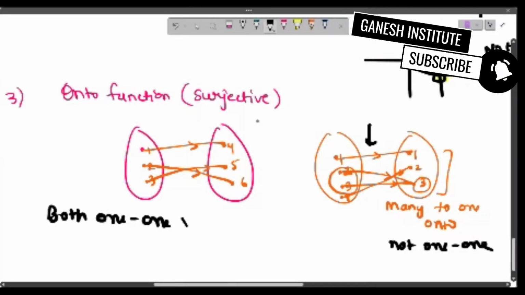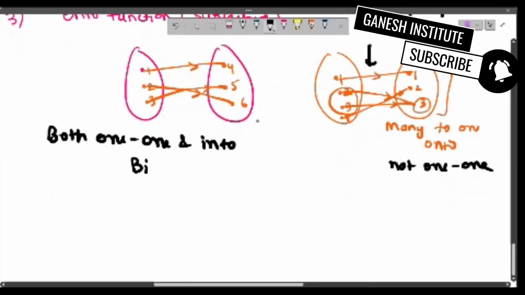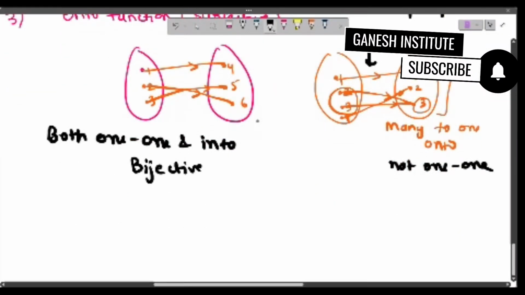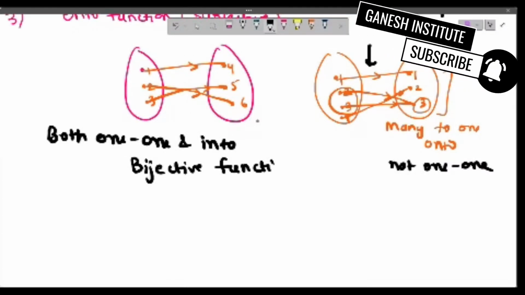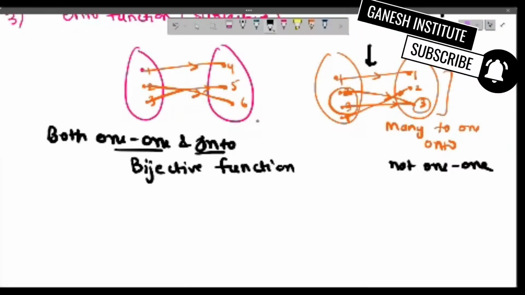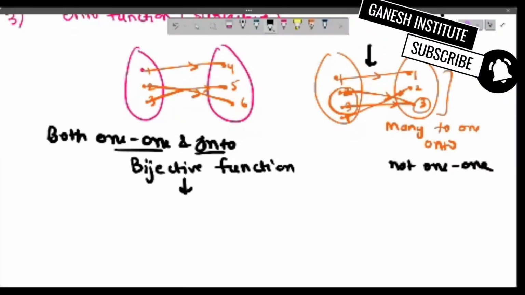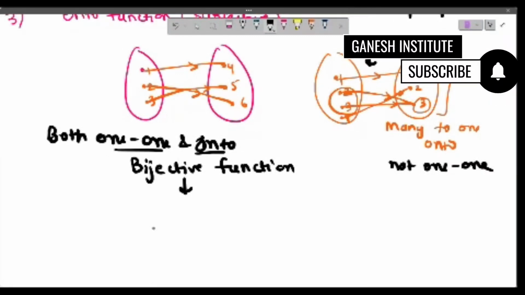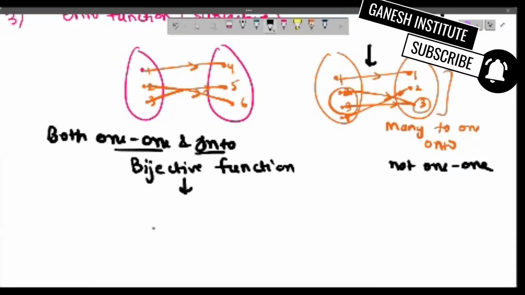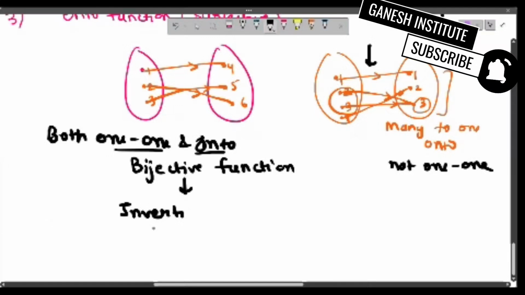This is very, very important. We have to prove it later on. That is called a bijective function. Bi means two. Which two are involved? One-to-one and onto, sorry. And the function which is bijective will only be considered to have the inverse. So that is an invertible function.